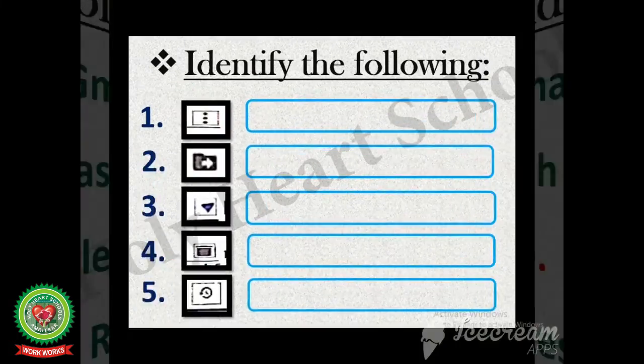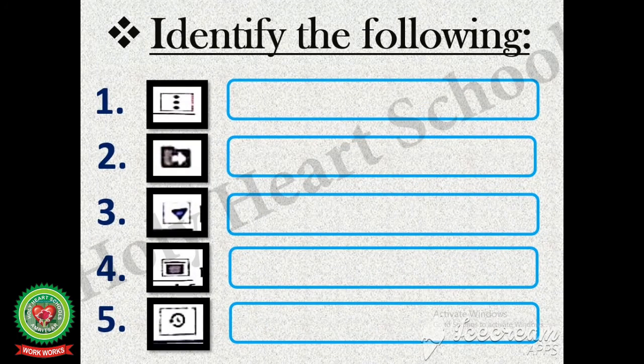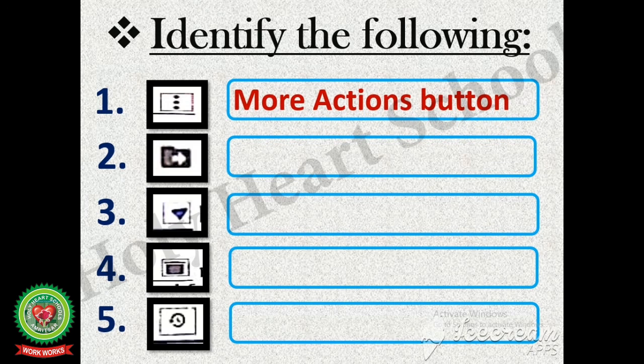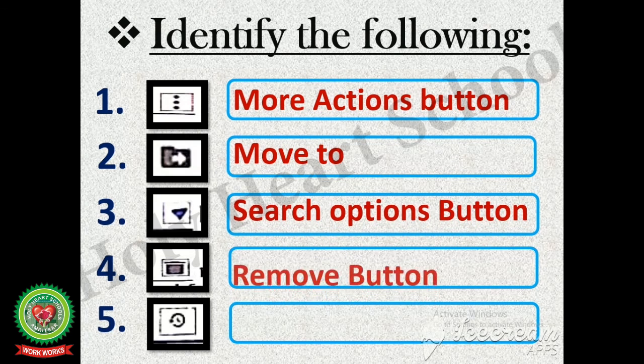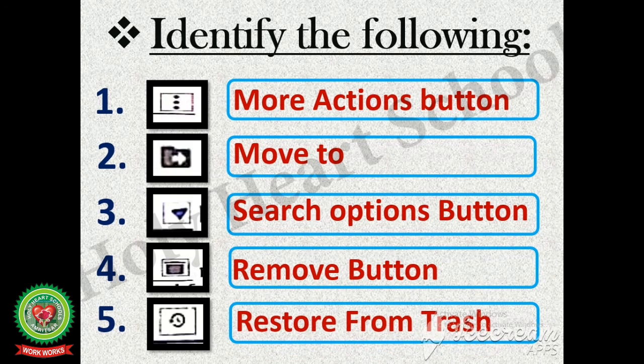And now we will discuss some icons. And first one is more actions button. Second is move to. Third is search options button. Fourth is remove button. And fifth is restore from trash.